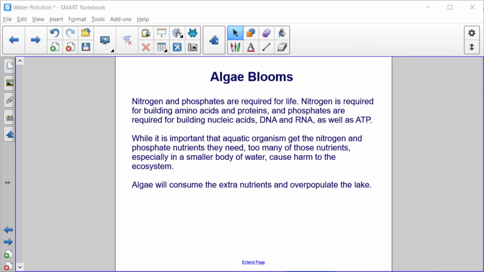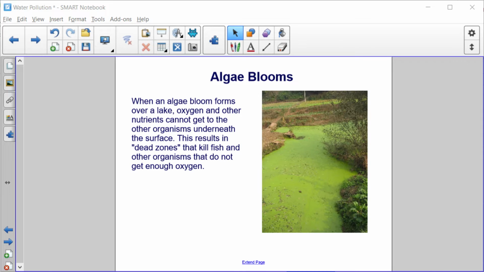Algae will consume the extra nutrients and overpopulate the lake. When an algae bloom forms over a lake, oxygen and other nutrients cannot get to the other organisms underneath the surface. This results in dead zones that kill fish and other organisms that do not get enough oxygen.